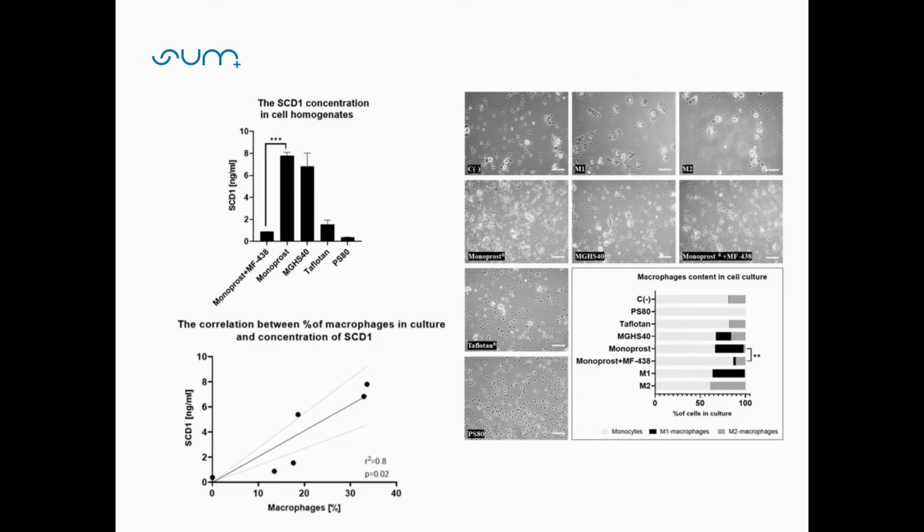Our results were such that exposure to tested substances resulted in different concentration of SCD1 in cell homogenate. The level of SCD1 was very high in Monoprost, however, adding SCD1 inhibitor to Monoprost significantly decreased concentration of SCD1 in culture when compared to Monoprost itself. Furthermore, there was a strong correlation between SCD1 concentration and macrophage count in the culture. The higher the level of SCD1, the more macrophages were present.